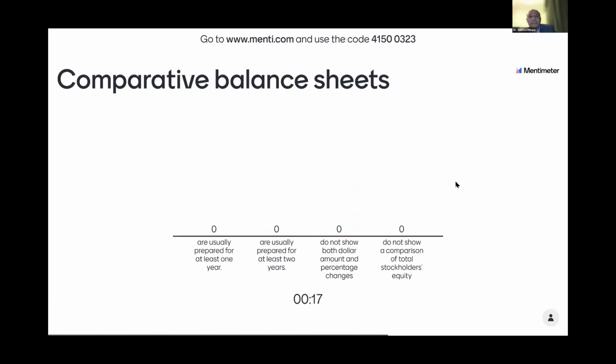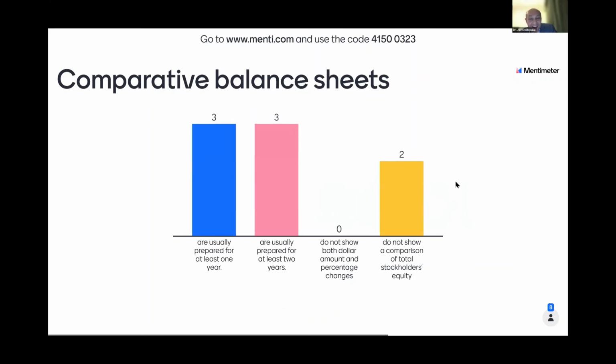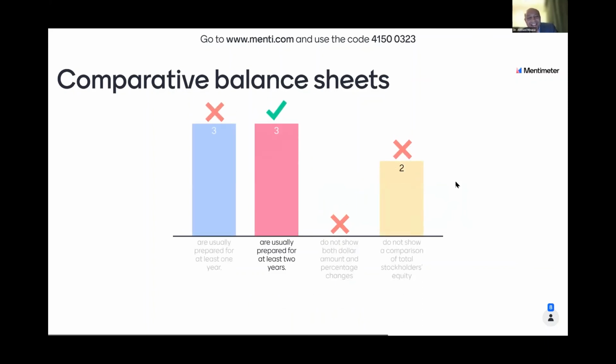Comparative balance sheet means that we compare 2020 with 2021, for example. So you already gave the answer. Yes. But some people didn't get it. Oh my God.